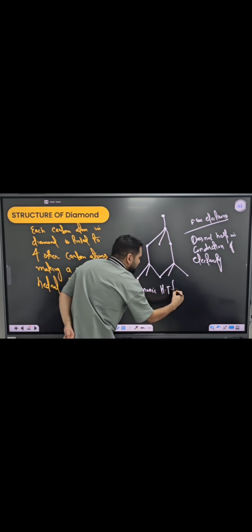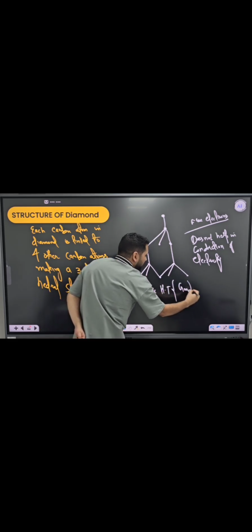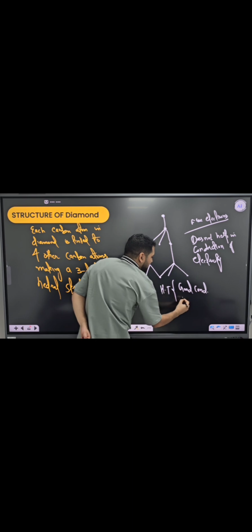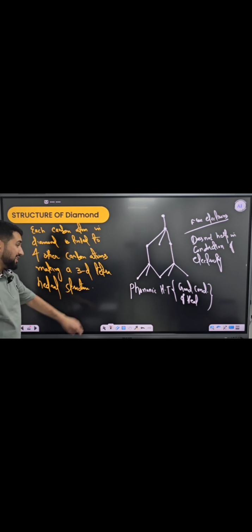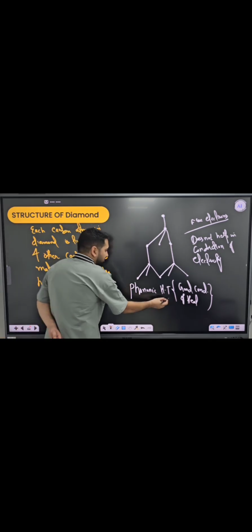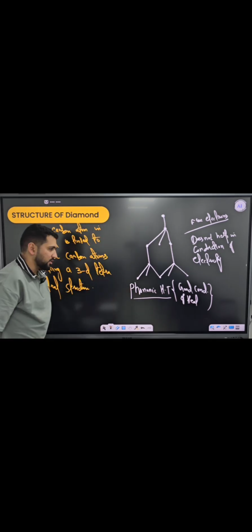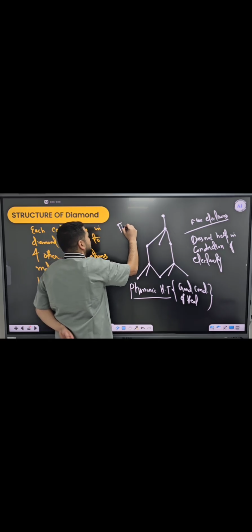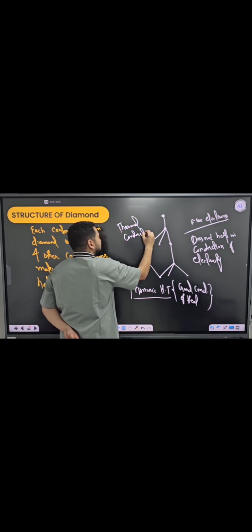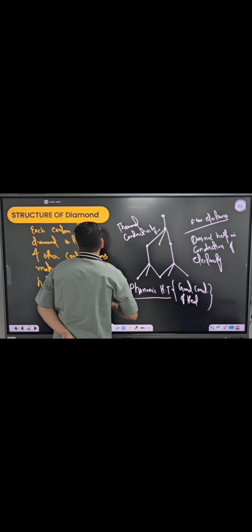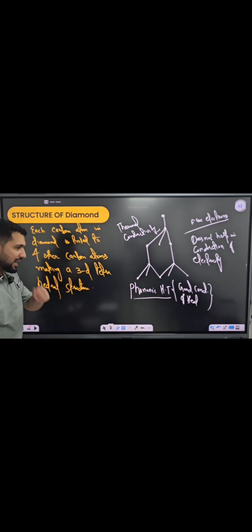So let me tell you guys, diamond is a good conductor of heat, right? Diamond is a good conductor of heat. At the same time, diamond is a bad conductor of electricity, right? But it's a good conductor of heat, and that process I'll be calling phononic heat transfer. So I can say that diamond shows thermal conductivity. Thermal conductivity means conduction of heat, right?